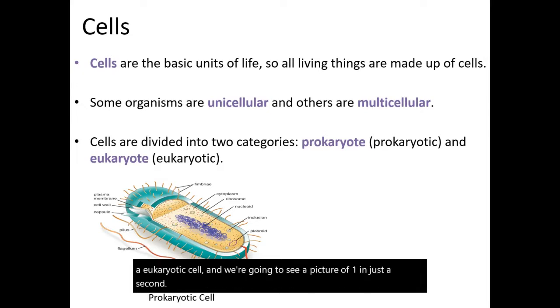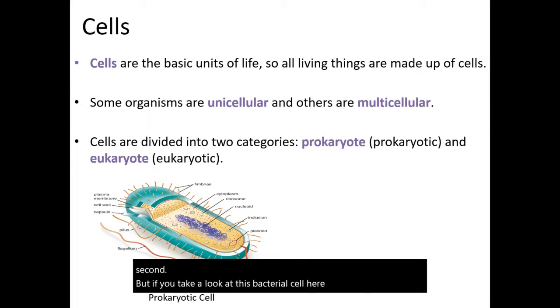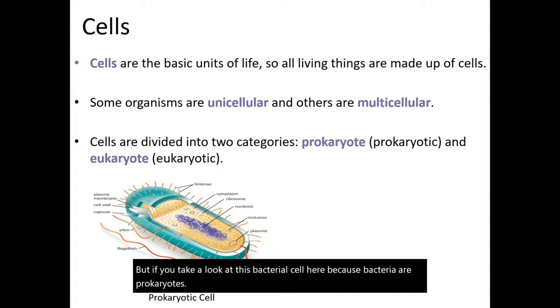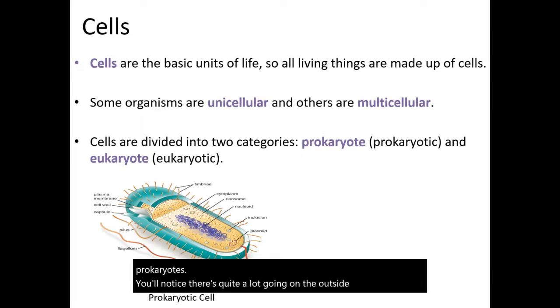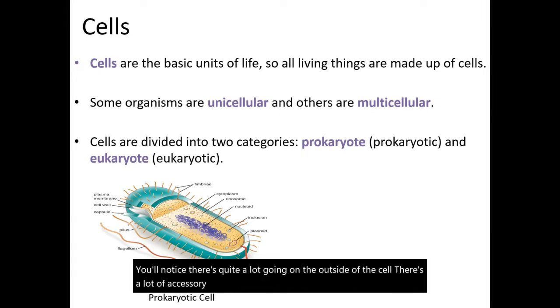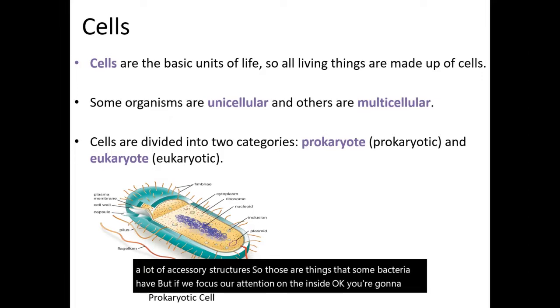If you take a look at this bacterial cell here, because bacteria are prokaryotes, you'll notice there's quite a lot going on the outside of the cell. There's a lot of accessory structures. Those are things that some bacteria have. But if we focus our attention on the inside, you're going to see this dense region where all the DNA is. See a lot of these little dots. We're going to talk about what those are in a future video. But notice the inside of a prokaryotic cell is really just space with a few things floating around inside.